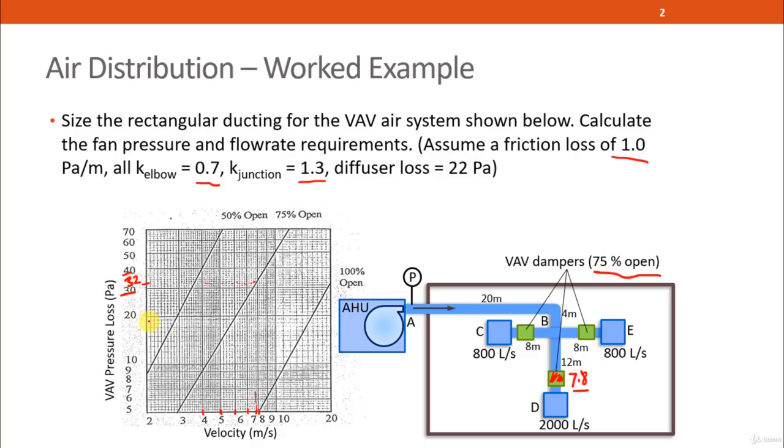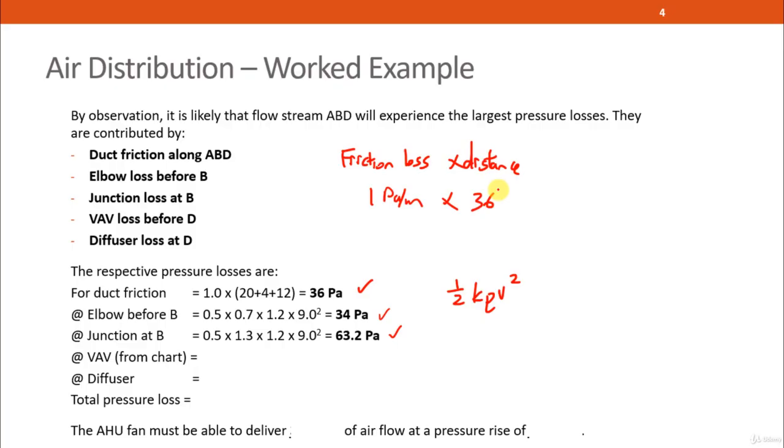And finally, they also ask for the diffuser loss. Let's say the diffuser loss, in this case, you are able to get from pre-calculation, and it's 22 Pascal. With these two pressure losses, 32 Pascal and 22 Pascal, you can sum up all the 5 different pressure losses, and the total pressure loss will be 187.2 Pascal. So the conclusion is that this particular AHU fan must be able to deliver 3600 liters per second of air, and it must give a pressure rise of 187.2 Pascal.